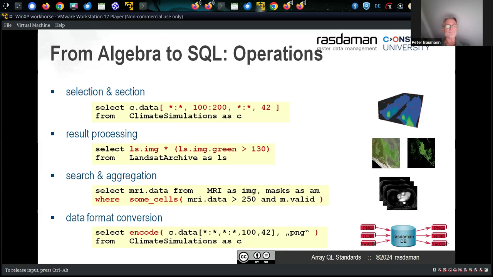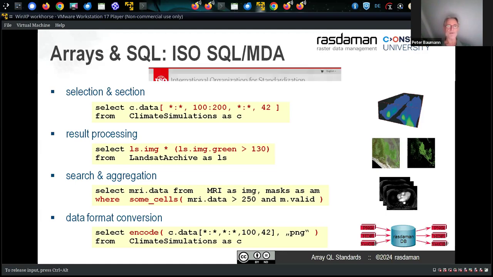And with the help of the condensers, actually, we can put criteria into the WHERE clause, and we can search for that. For example, we want to find all MRI data where the intensity exceeds some threshold within some validity mask. That would be the expression here. Okay, and then we have some down-to-earth stuff like encoding and decoding of data, because as opposed to tables, you cannot represent that as ASCII, not conveniently, so we need to support format conversion. Okay, so that shows the principle of how to embed that.